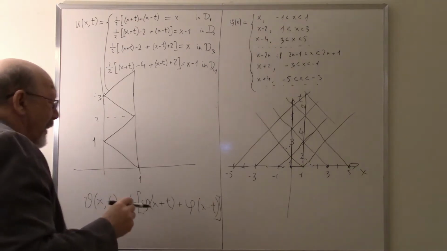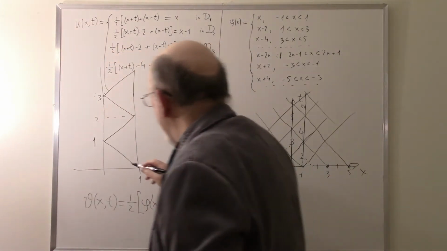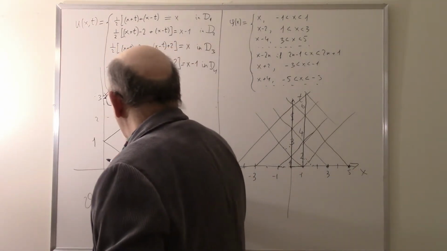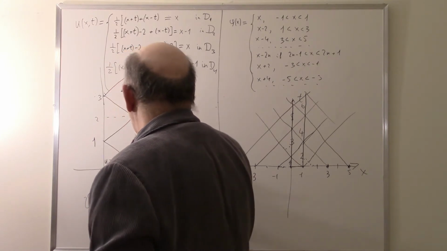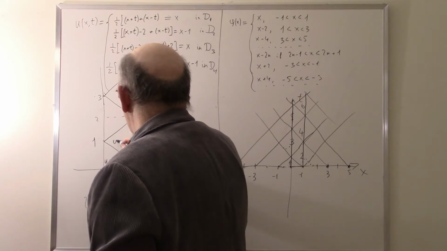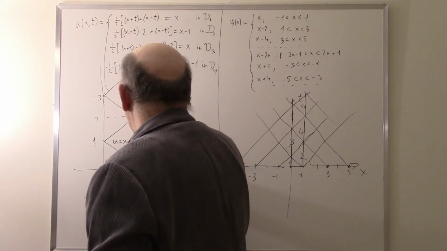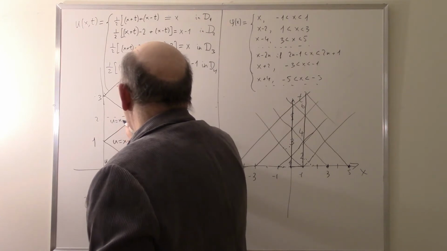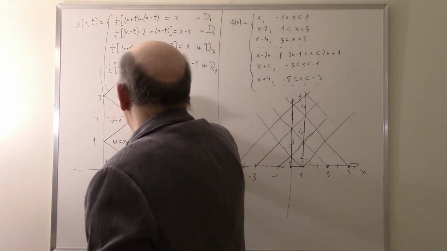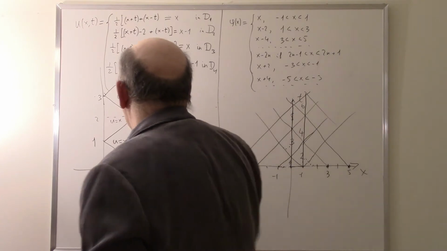So now they know that here u is ux1 and 2. Here u equals x minus 1. Here u is x, u equals x minus 1, and so on.